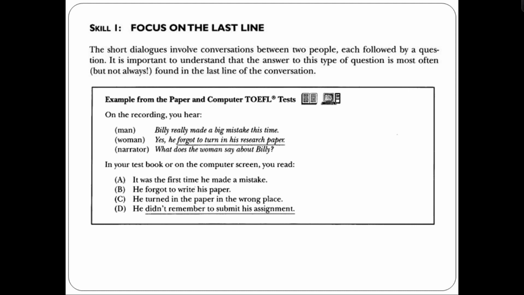Of course, because we have to focus on the last line, or on the second speaker of the conversation, the woman, we have: yes, he forgot to turn in his receipt paper. We have to focus on that. So the correct answer is he didn't remember to submit his assignment, because he didn't remember has a similar meaning with he forgot to turn in his receipt paper. Ladies and gentlemen, the first thing that you have to do in the TOEFL test is focus on the last line.